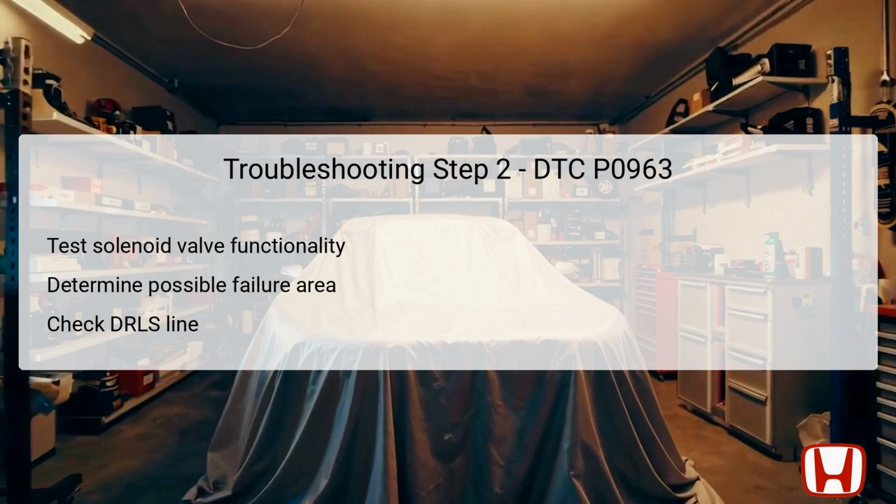The DRLS line is critical as it carries signals from the PCM to the solenoid valve. If the valve does not function correctly, additional steps are needed to further isolate the issue. Proper diagnosis at this stage is essential to avoid unnecessary replacements.